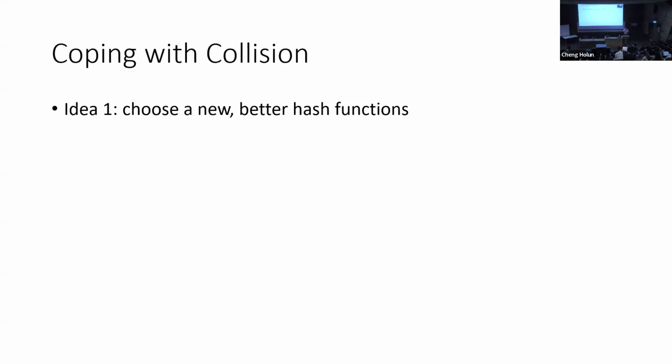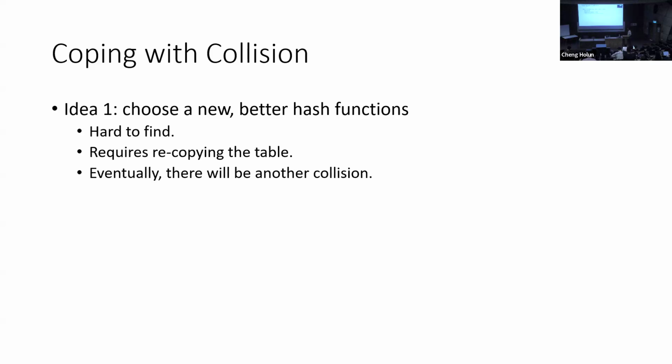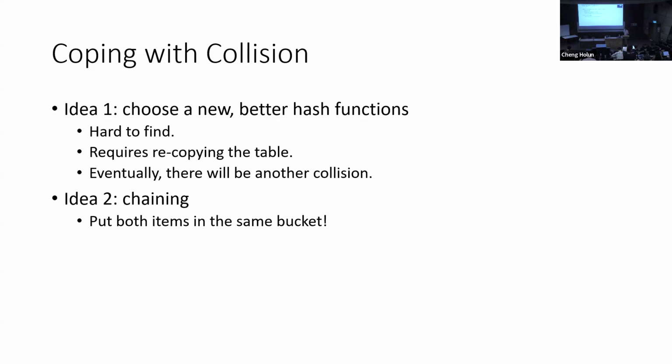So how do we cope with this? Maybe we want to choose a better hash function, but as I said, it's hard to find. And if you do that, you may need to recopy the table. What I mean is, if a collision happens, then I use another hash function and rehash everything, which is not that wise. And you will have another collision anyway. It doesn't solve the problem.